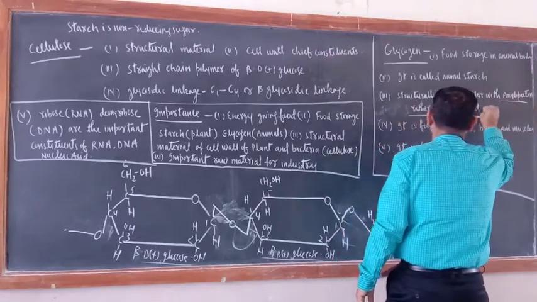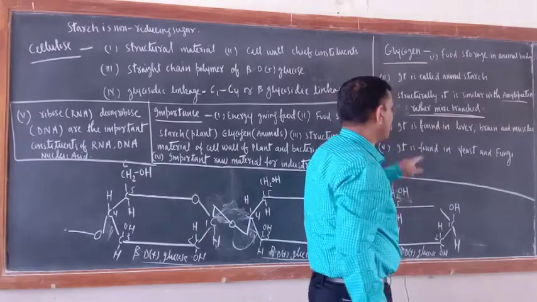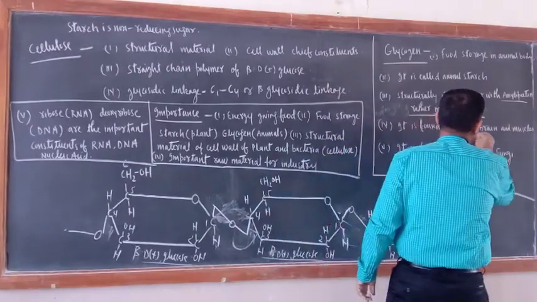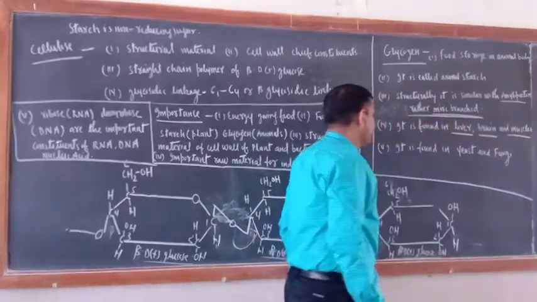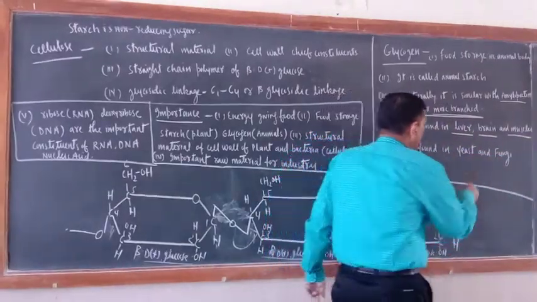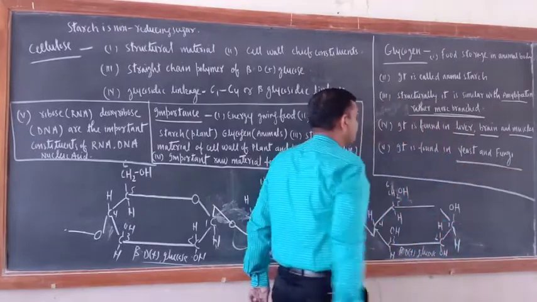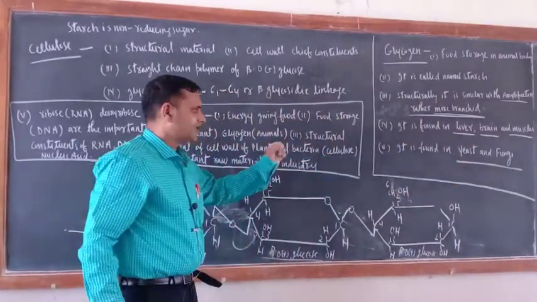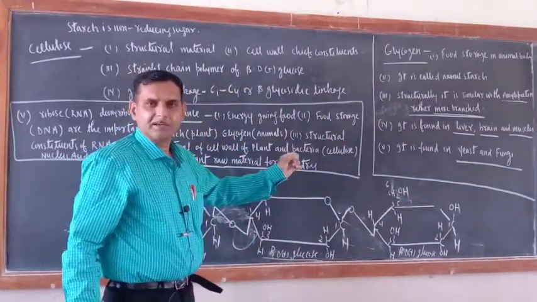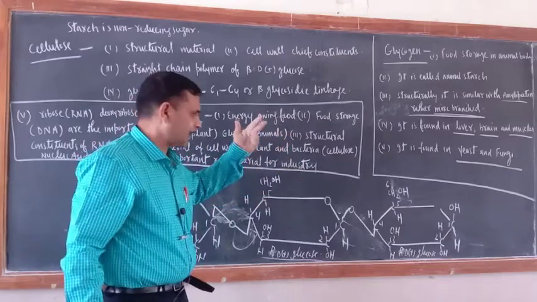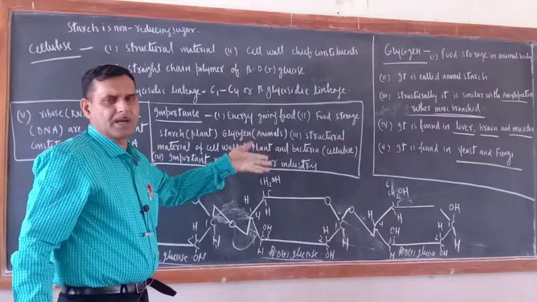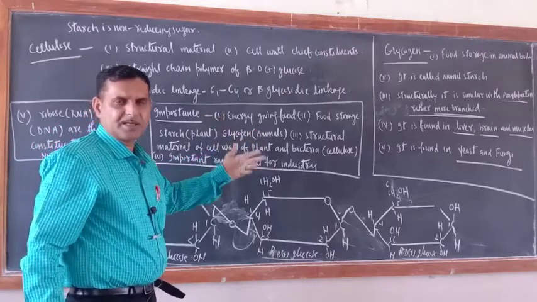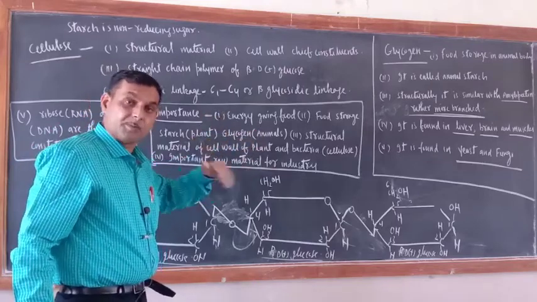It is found in the liver, in the brain, in muscles, and also in yeast and fungi, in addition to animals. Okay, so glycogen is very similar to amylopectin, but it is more branched.